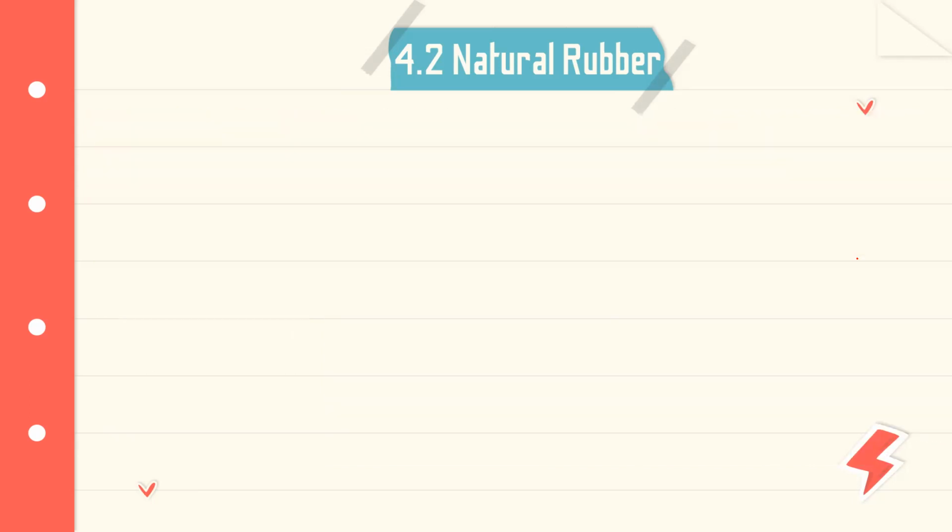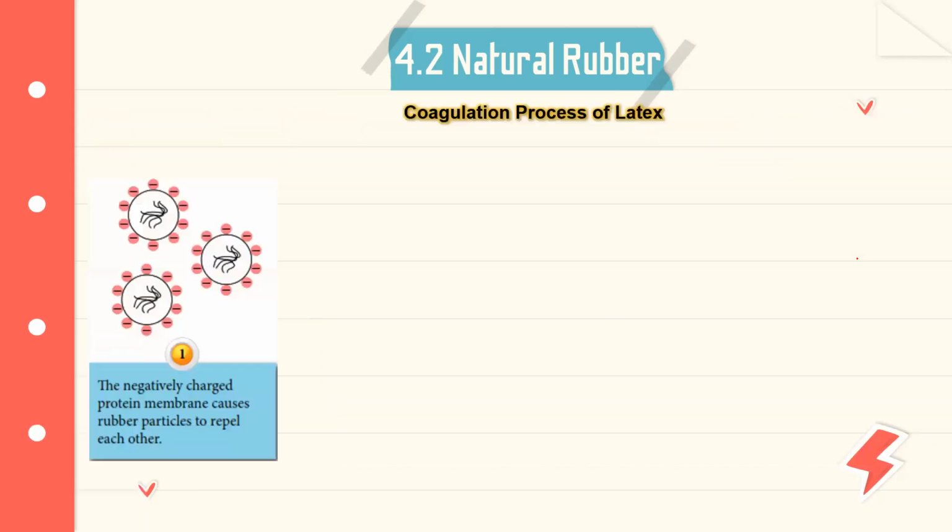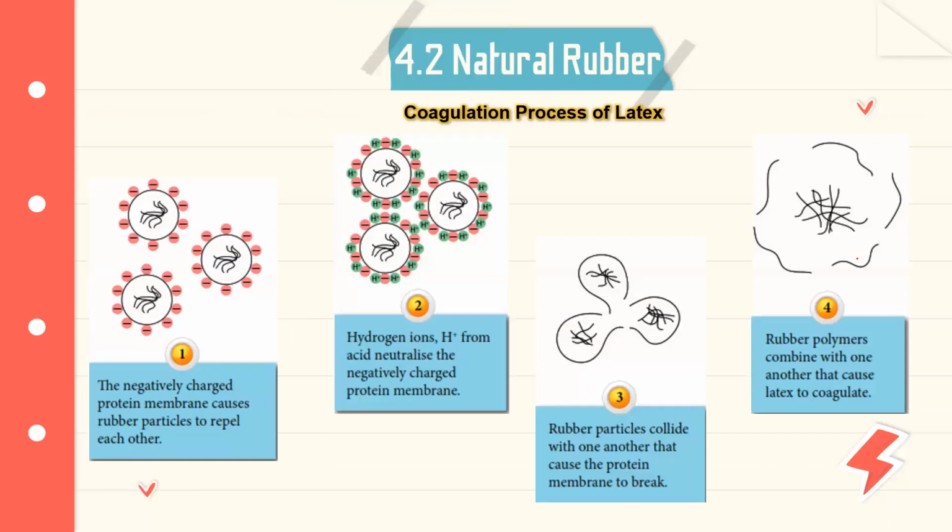Here the theory is very important, and this is what I am going to explain to you, so you better listen carefully. Number one, which all of you should know and I've established already: the negatively charged protein membrane causes the rubber particles to repel. This is my protein membrane. It has my rubber polymer inside, and it is all negatively charged outside. All of you should understand picture number one.